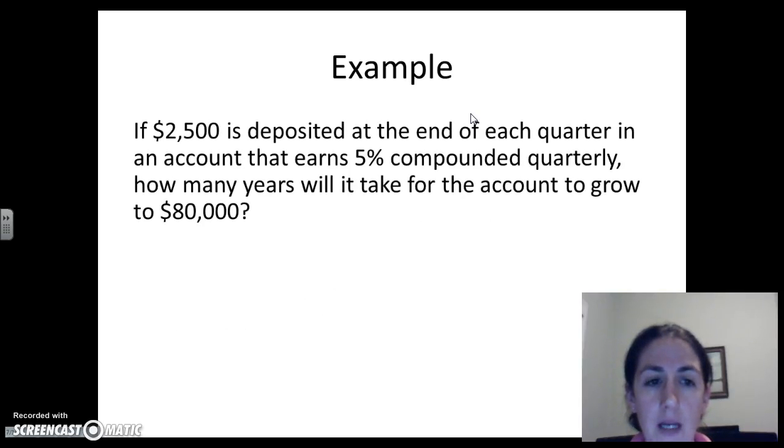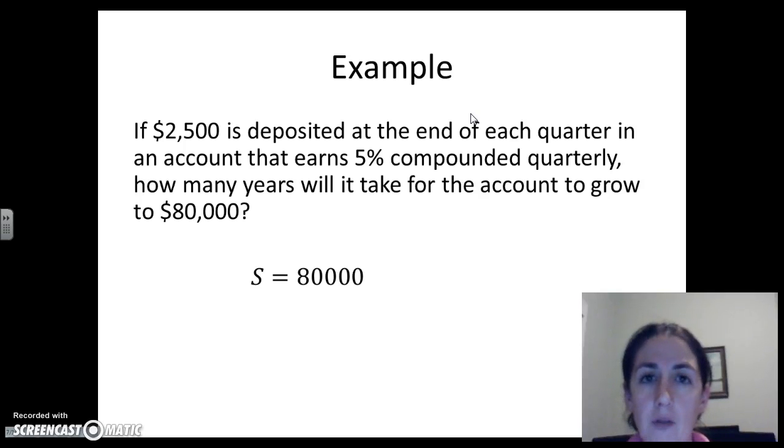Let's do another one. Let's say that we take $2,500 and deposit that at the end of each quarter into an account that earns 5% interest compounded quarterly. How many years will it take for the account to grow to $80,000? So what are we looking for here? We're looking for time. So let's break down into all our different components.